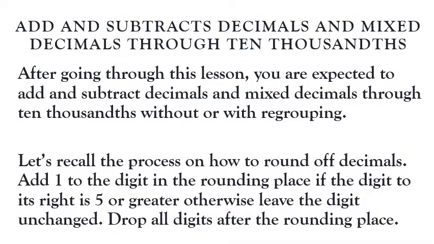Add and subtract decimals and mixed decimals through 10,000ths. After going through this lesson, you are expected to add and subtract decimals and mixed decimals through 10,000ths with or without regrouping. Let's recall the process on how to round off decimals. Add 1 to the digit in the rounding place if the digit to its right is 5 or greater, otherwise leave the digit unchanged. Drop all digits after the rounding place.